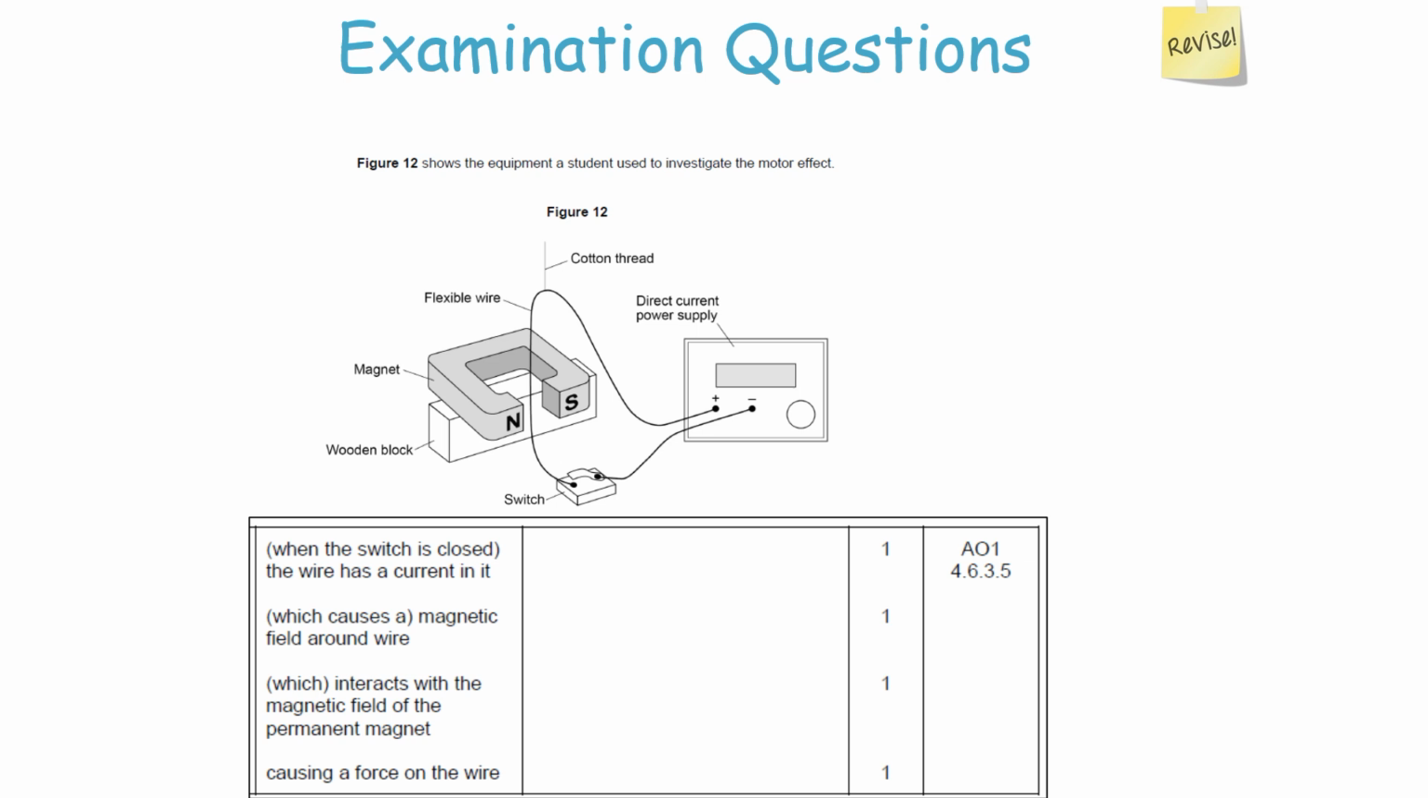So the wire then interacts with the permanent magnetic field of the permanent magnet, because two magnets will either attract or repel each other, and that will cause a force which will cause the wire to move. So write it out step by step. It would also cause the big permanent magnet to move, but not as much because it's got a lot more mass than the light thin wire in the question.